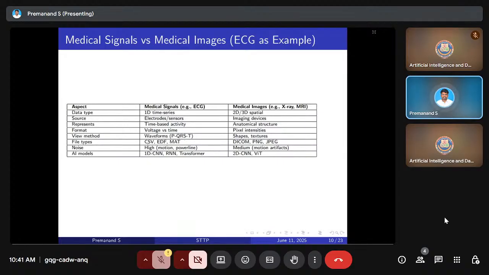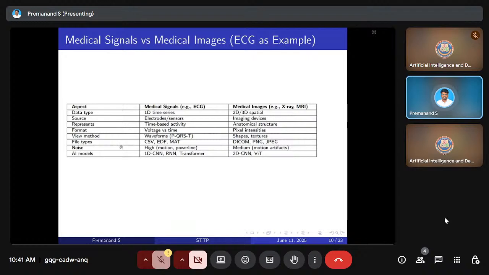And with respect to 1D signals, as they are collected through sensors and devices, we will have high noise. For example, if I'm connected by 12-lead electrodes and I move my thumb, the noise will get recorded. We need to stay in an ideal position. If I shake my head or my leg, I will have some kind of noise. Whereas with medical images, we don't find that kind of noise.